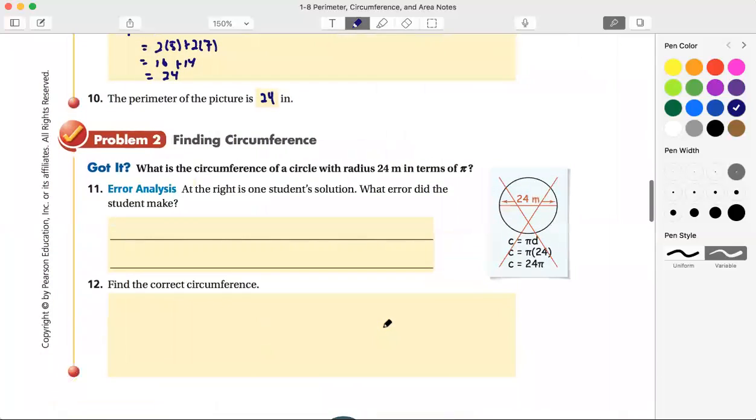Okay, let's find circumference. So our students tried to plug this in. What's wrong with this problem? Well, obviously, the diameter is 24. Okay, so 24 pi.